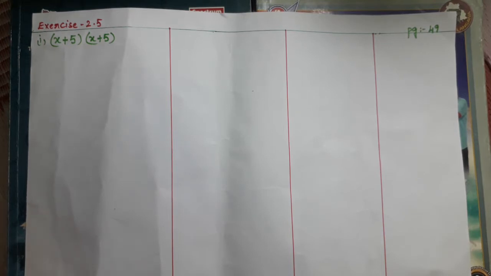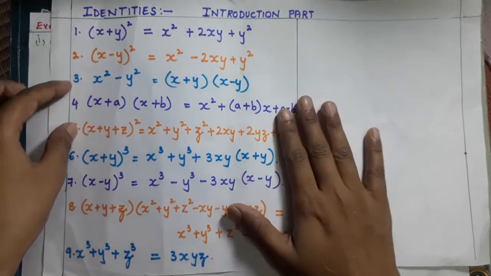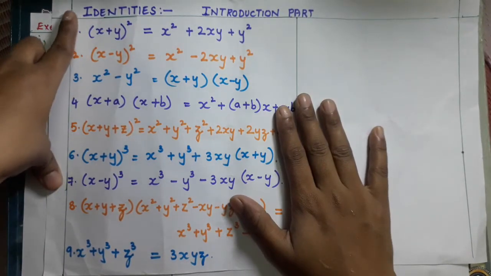In the last class we have taken exercise 2.4 children. Yes or no? We have completed our exercise 2.4. Today we are going to start our exercise 2.5. This is your introduction part children. Here are a few identities. Identities are nothing but formulas children.